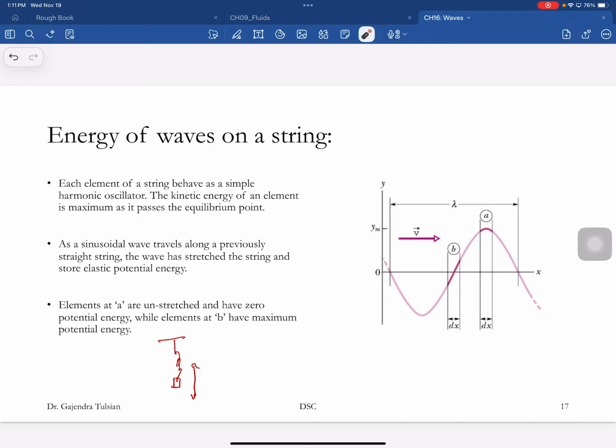As the wave travels, the relevant question is: I'm going to stand here and I want to know how much energy is passing me every second. That's the question.